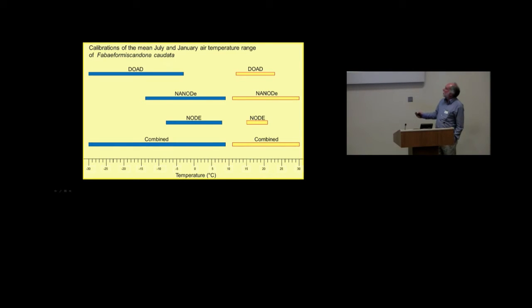So here we have the Canadian data set. These are the calibrations. Here's your temperature scale. Here's the Canadian data set, the USA data set, the European data set. And if we do a combination of all three, we get a better capture of the temperature range of this species.